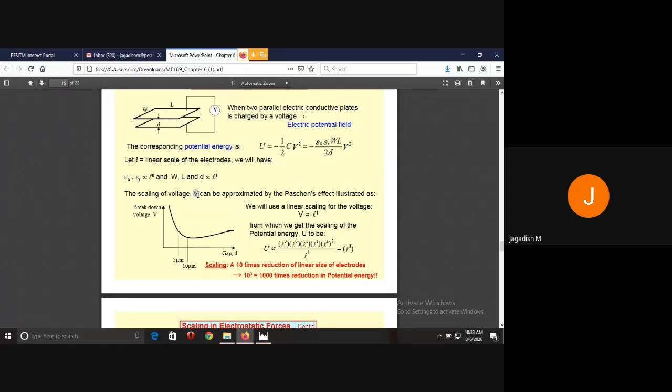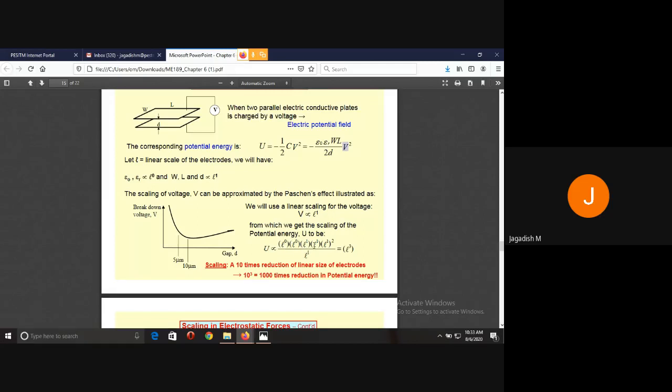Now we have this voltage. We need to first consider what the voltage is proportional to. So we'll have the linear scaling, that is voltage is also proportional to L to the power of 1. Now if you substitute in this equation, epsilon naught and epsilon r you leave out, W is L power 0, L power 0.